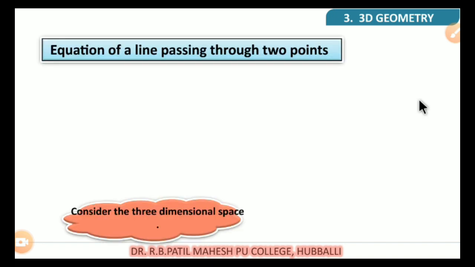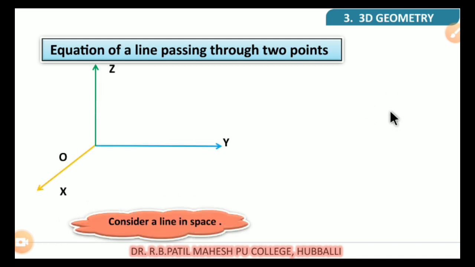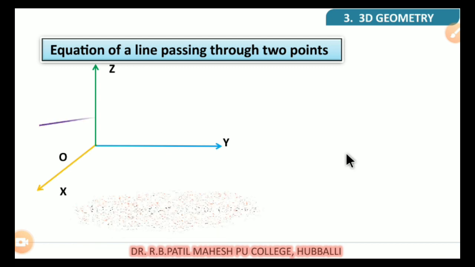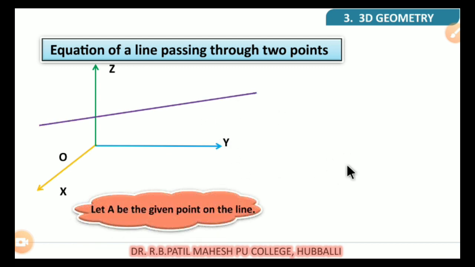Equation of a line passing through two points. Here this is the second form. So consider 3-dimensional space. This is the 3-dimensional space which has the origin O and X, Y and Z coordinate axes. Now consider a line in space. So this is the line and let A be a point on this line.